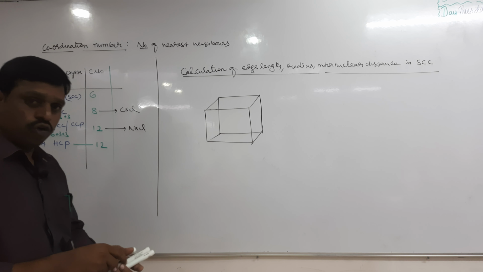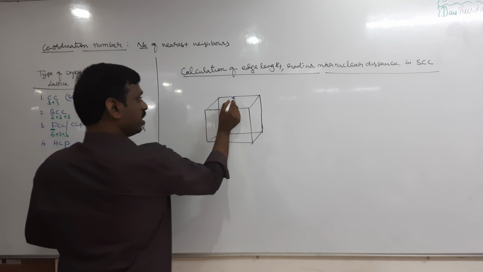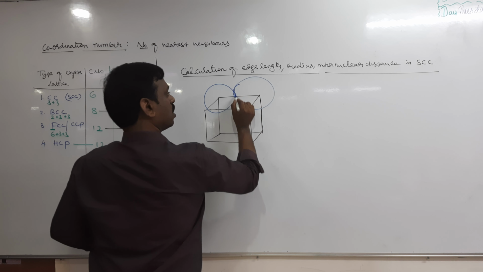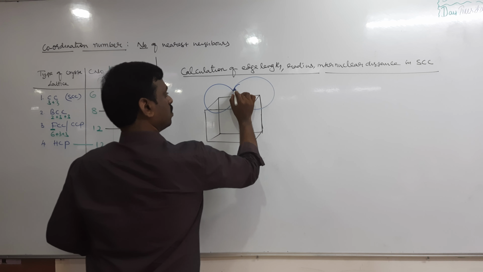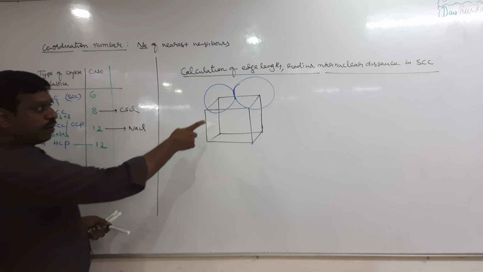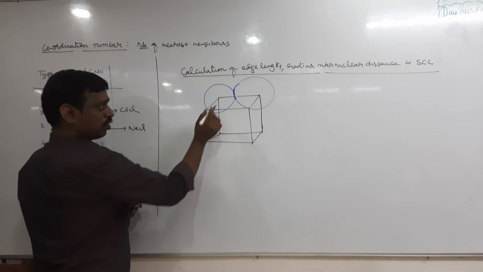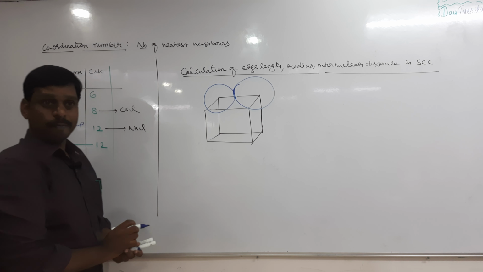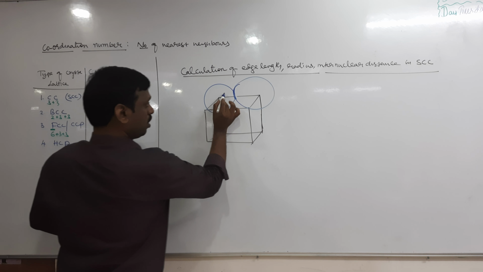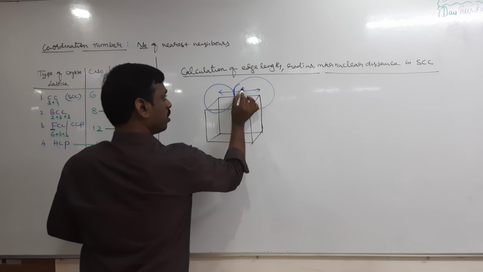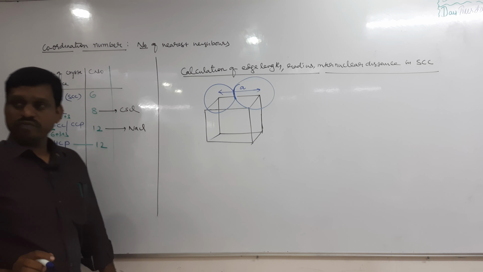Right? It is a cube, particle present only at corner. This is one corner particle, this is another corner particle, like this. Yes or no? Now, when particle present at corners here, then these corner particles touch each other. Okay, then tell me, this is an edge length. Edge length is denoted by A.